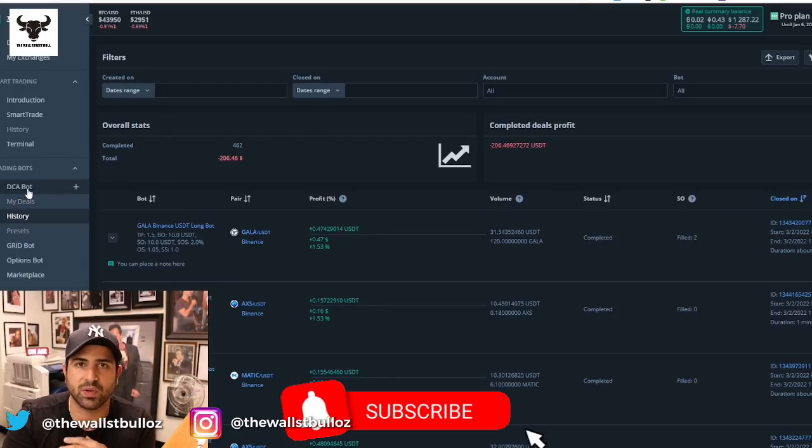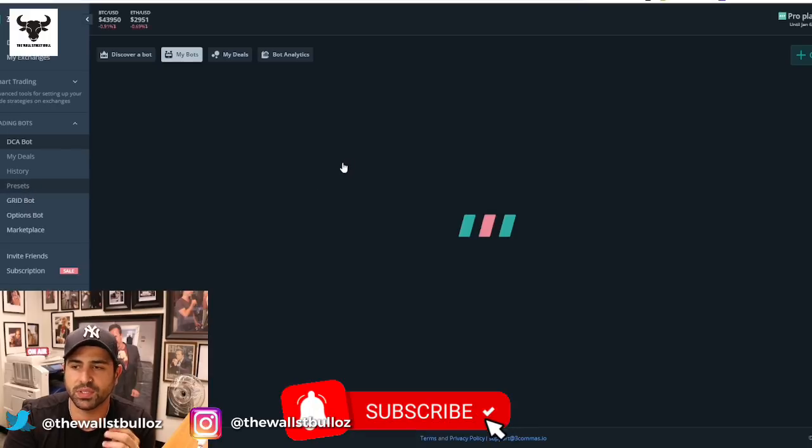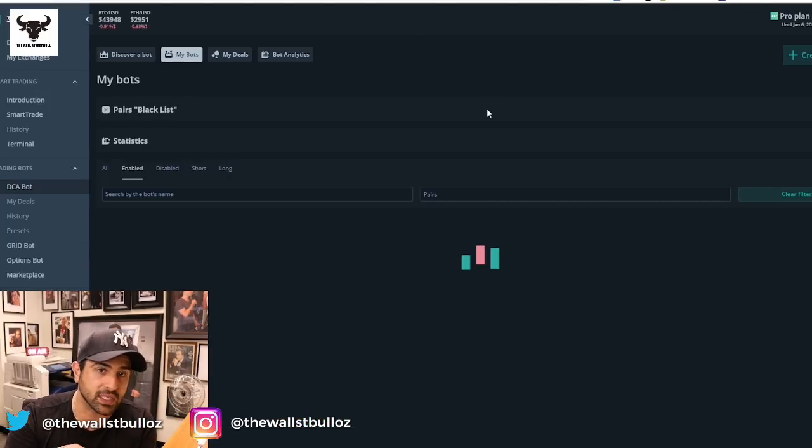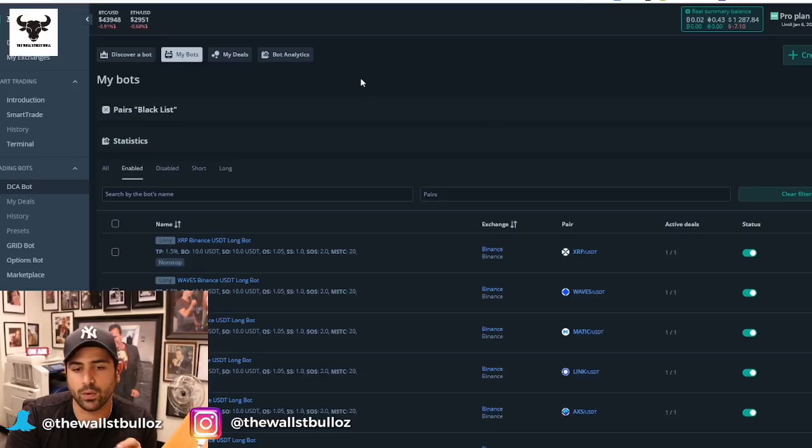Again, I've just got all these bots set up. You can do as many pairs as you want, but bear in mind, you'll need to have the available capital on Binance in USD Tether. That's the only thing as well. And also bear in mind, the bigger your safety order size, the more obviously it's going to be required in order for it to do those trades.